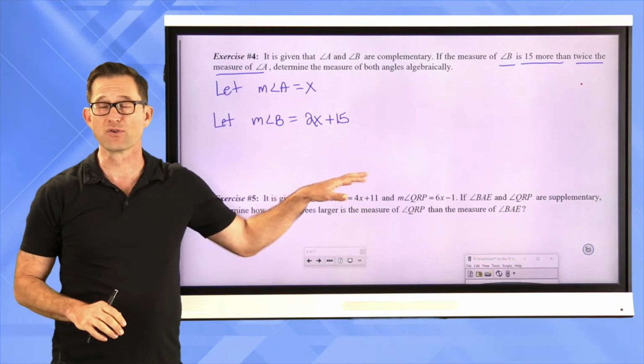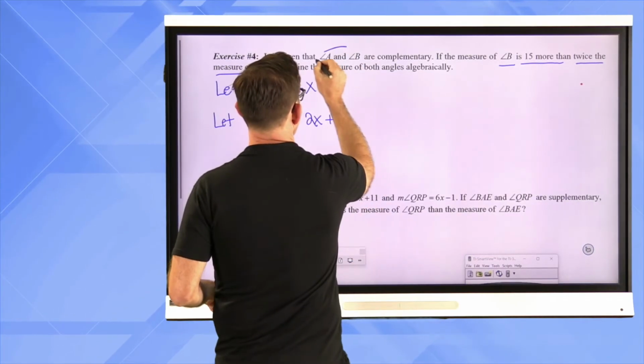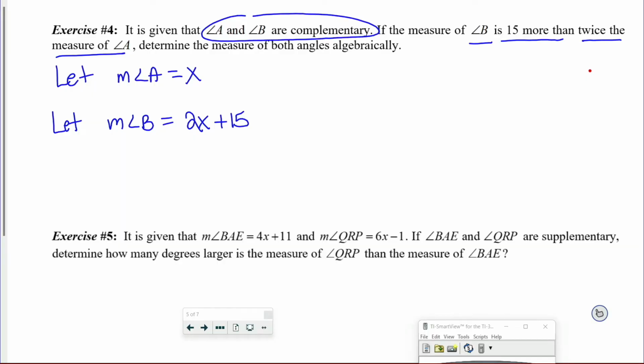This is still all algebra all the time. In fact, the only geometry is going to come in right here. A and B are complementary. That means that the measure of angle A plus the measure of angle B is equal to 90. This is where it's key to know that complementary means 90, supplementary means 180.